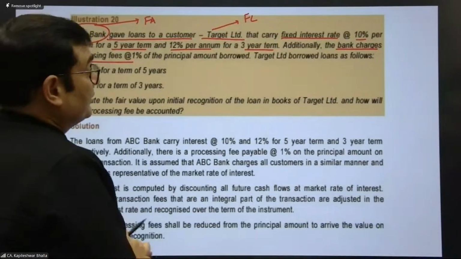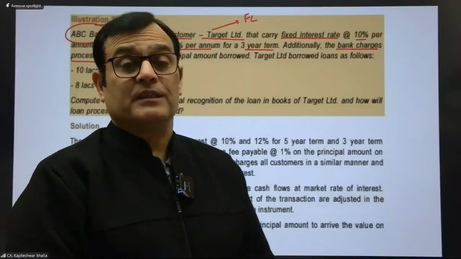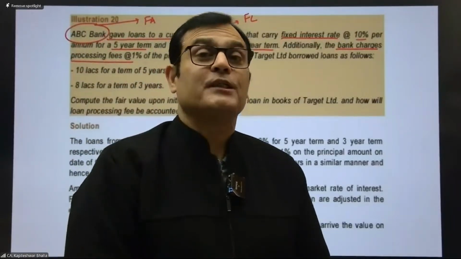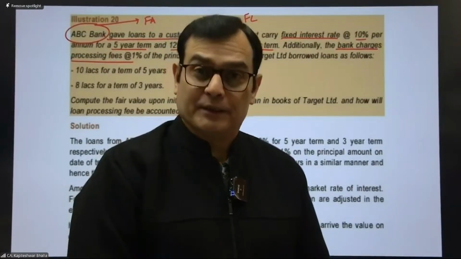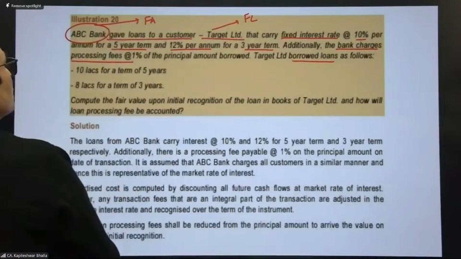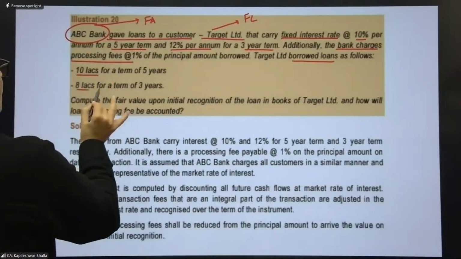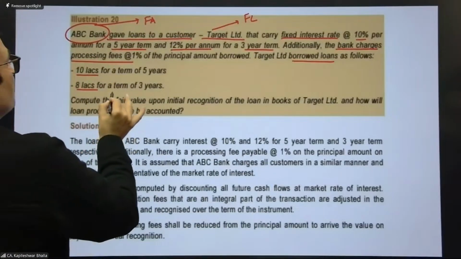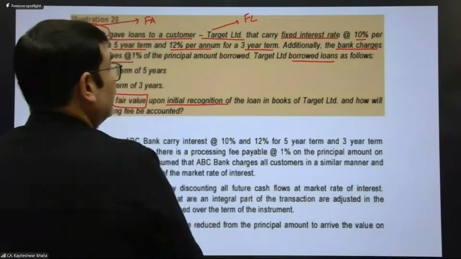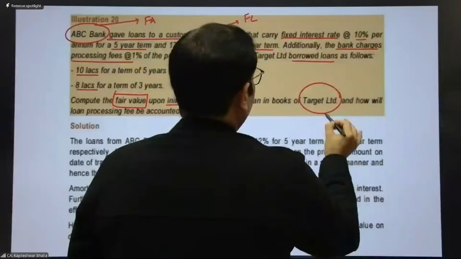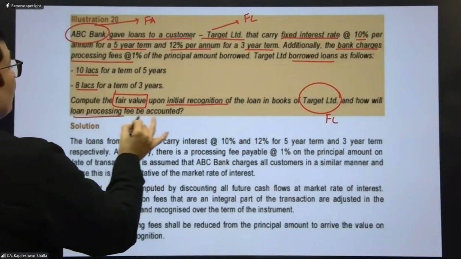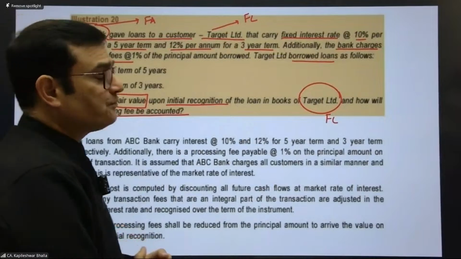So I know that this processing fee, irrespective of whether it is seen from the point of view of the bank or from the point of view of Target, is going to be a reduction at initial recognition. Target Limited borrowed the loans as follows. So we are given what is the money borrowed for the 2-term loans. Compute the fair value upon the initial recognition of the loan in the books of Target Limited. That means the focus is on the financial liability. And how will the processing fees be accounted for?